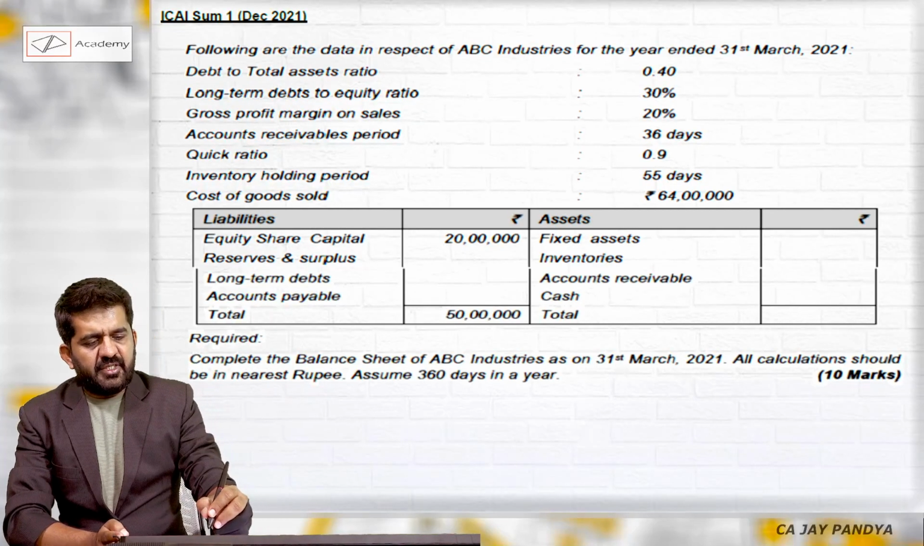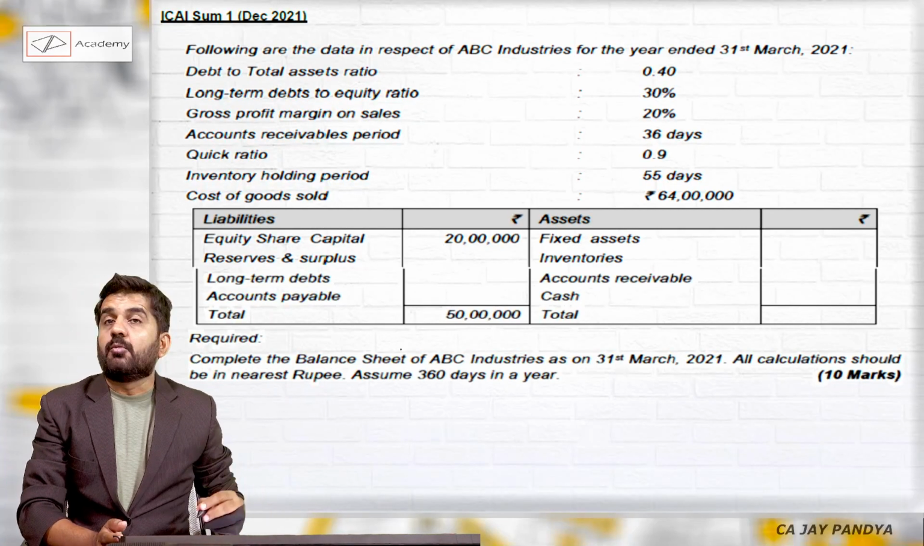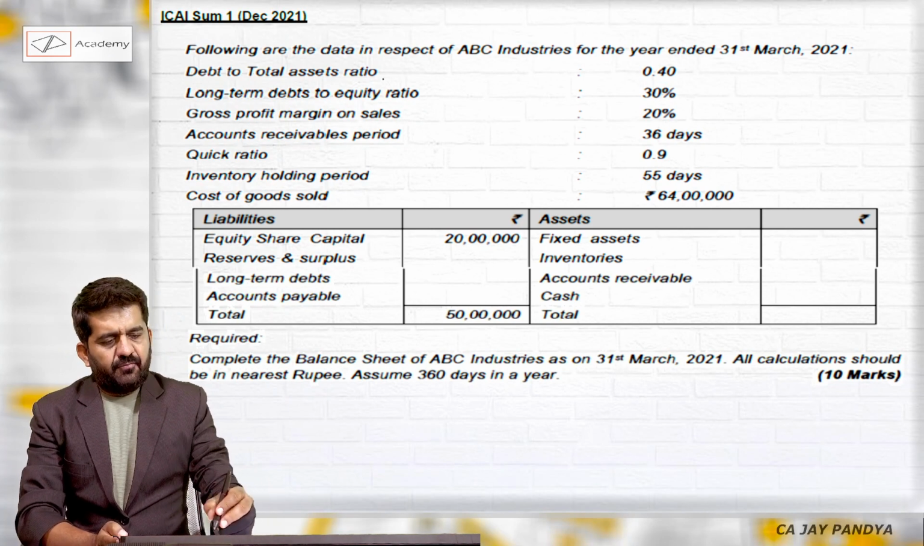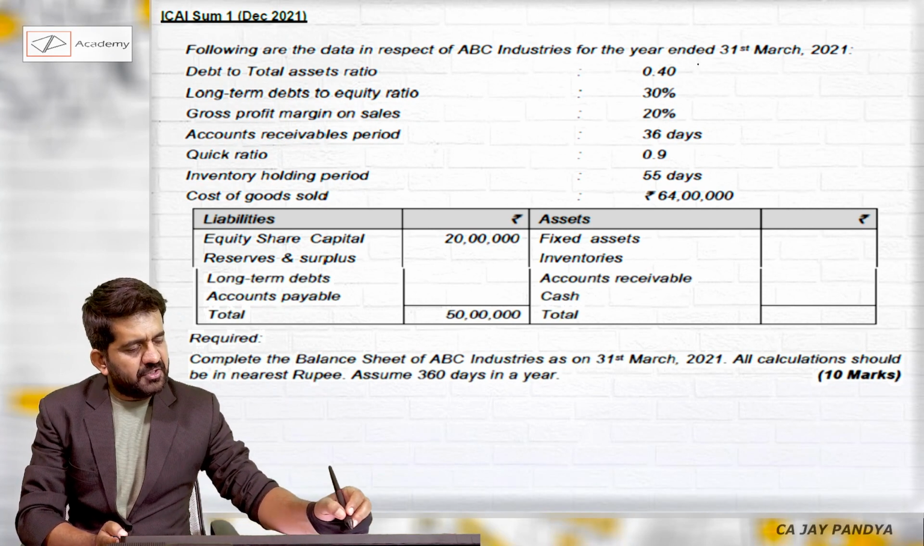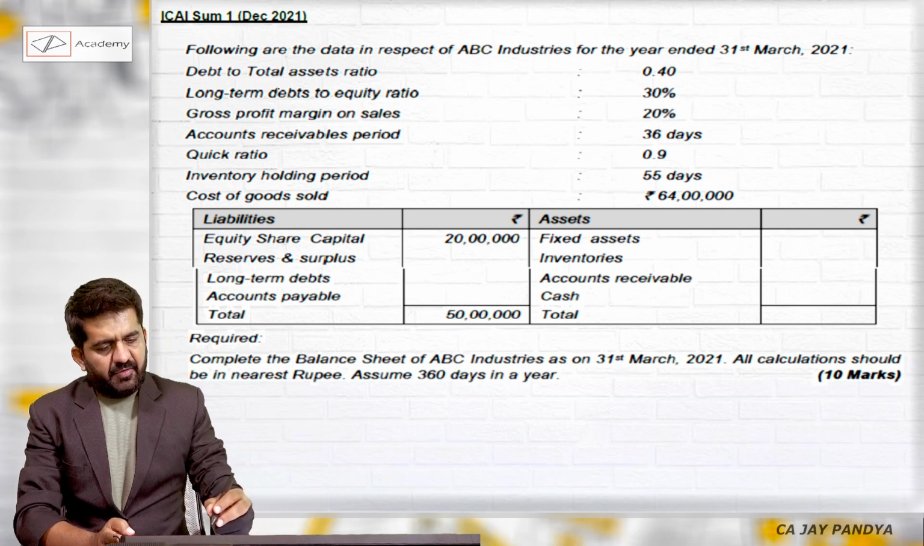ICAI sum number 1, December 2021. Question was of 10 marks. You need to draw a balance sheet. Following are the data in respect of ABC Industries for the year ended 31st March 2021.